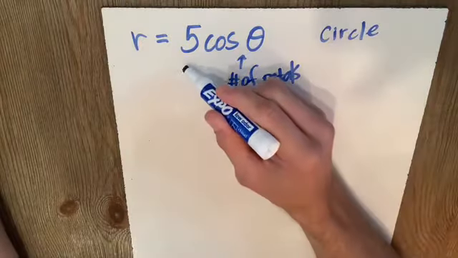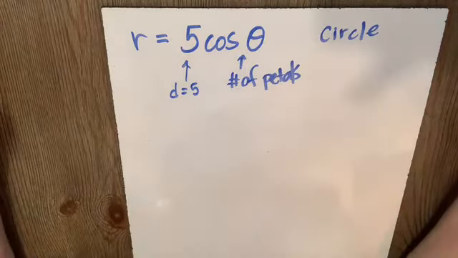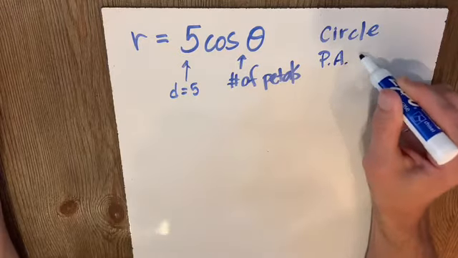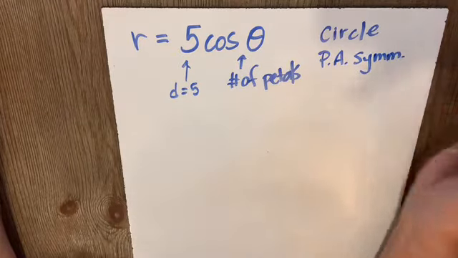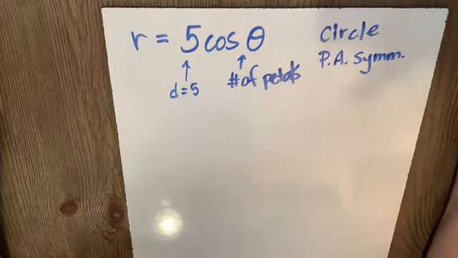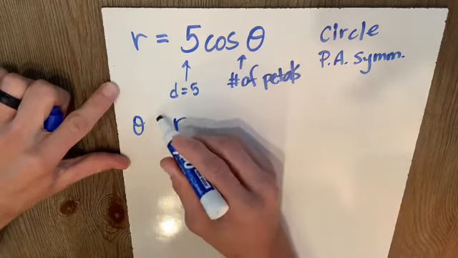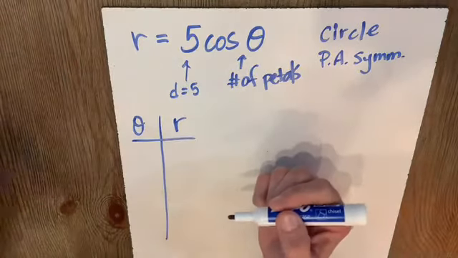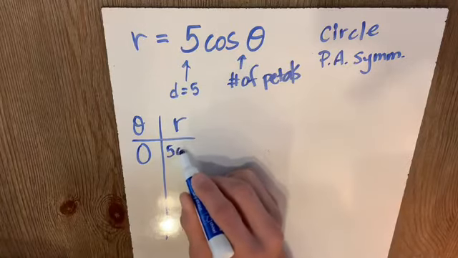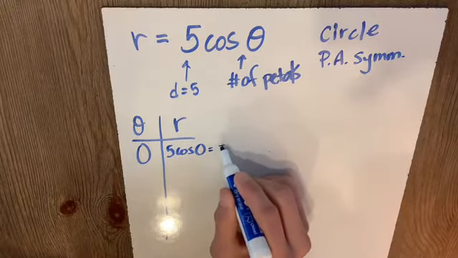How wide is the circle, or what's its diameter? Diameter equals 5. Well, I already know what this is going to look like. Because it has cosine, we have polar axis symmetry. Remember, our polar axis is simply the new way in polar form of discussing the x-axis. So if I wanted to, now this would be the long way, I could pick theta and get r. When theta is 0, I have 5 cosine of 0. From our unit circle work, we know cosine 0 is 1 times 5 is 5.